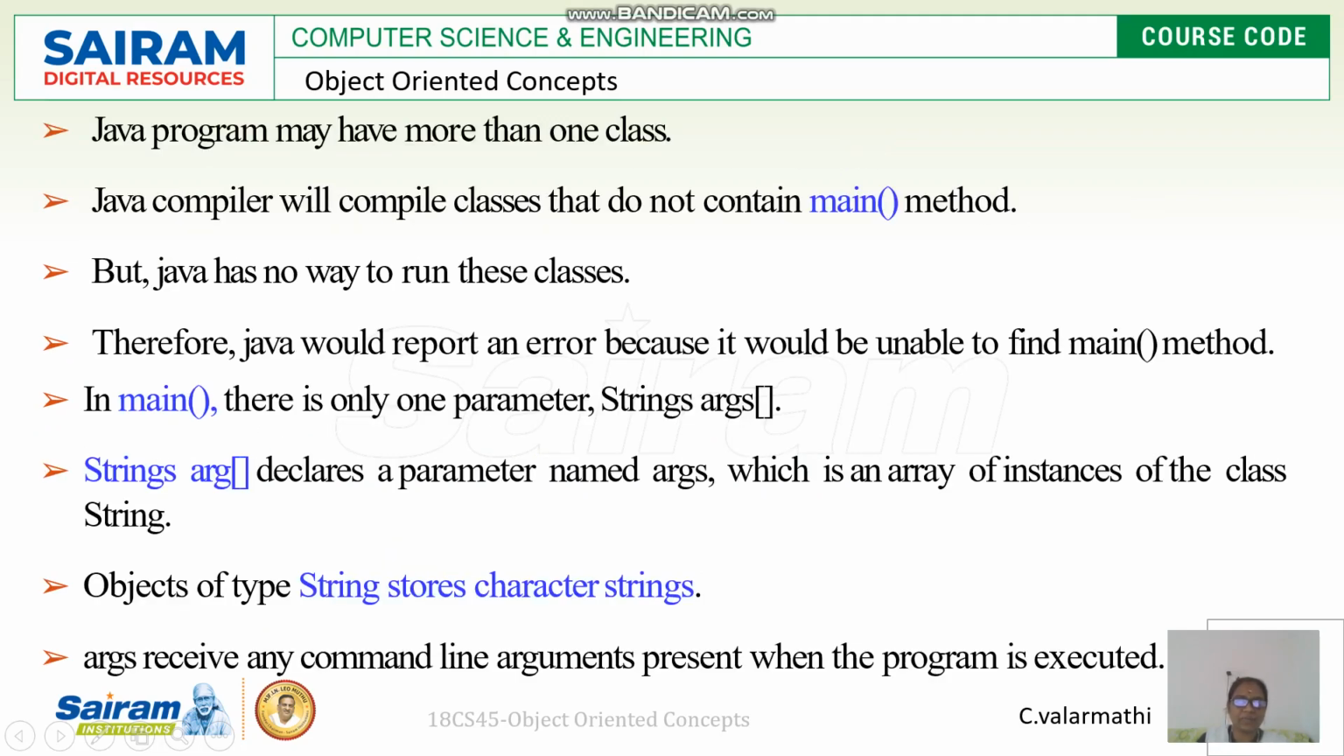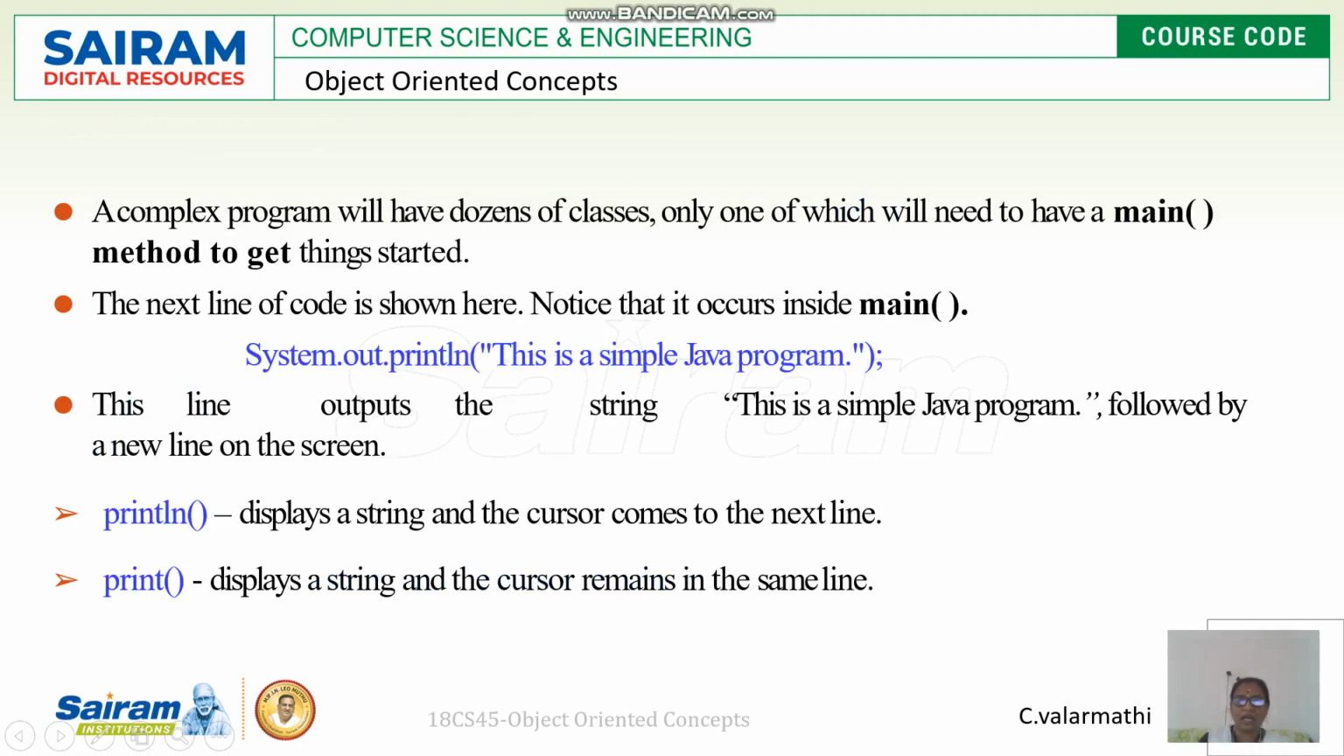A Java program may have more than one class. The Java compiler will compile classes that do not contain a main method, but Java has no way to run these classes. And String args declares a parameter named args, which is an array of instances of the class String, right? I hope so. It is very easy. I will show one more example.